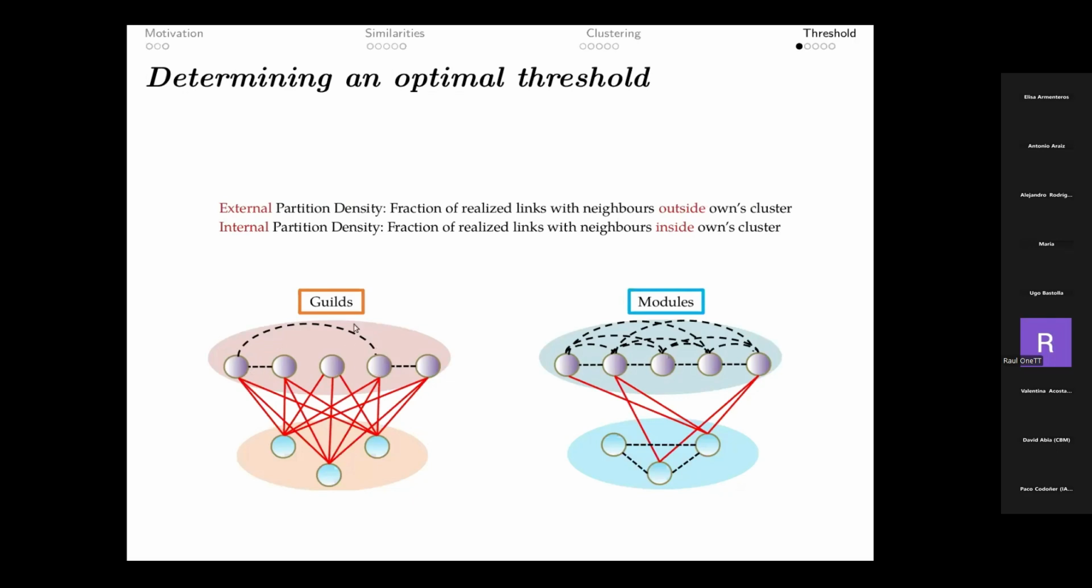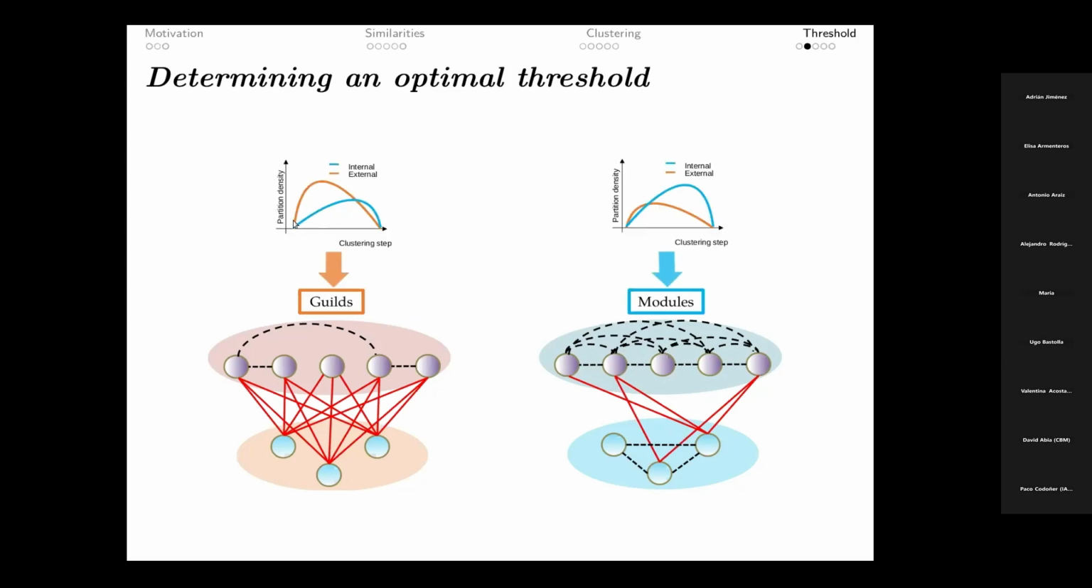On the other hand, the internal partition density is very low because there are very few links within this group. That is not the case here, because here we have modules, and these nodes are very densely connected between them and very poorly connected with the other group. So what we will find with these 2 metrics is that we will have a higher value for the external partition density than for the internal one when we go through the different clustering steps. While in this case, we will have a very high internal partition density and a low external partition density.